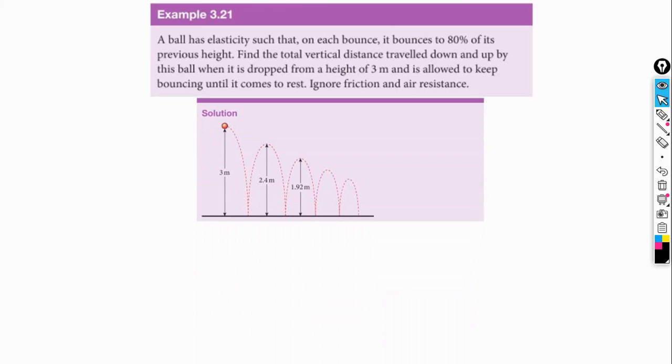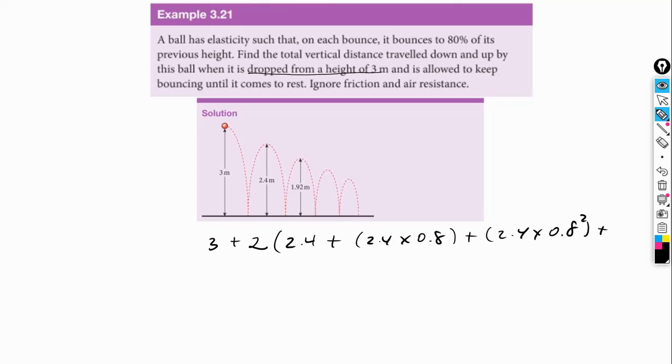So notice that what they're doing here is dropping the ball first, right? It says the ball is dropped from a height of 3 meters. So first the ball drops 3 meters. Then after that, we have to consider that it's going to bounce up and then back down. So that means that we would have to multiply the following by 2. So first it would bounce 2.4 meters, but then after that, 80% of that, right? So that means 2.4 times 0.8. But it's going to be bouncing 80% of that, so that means it's going to be plus 2.4 times 0.8 squared, and so forth.